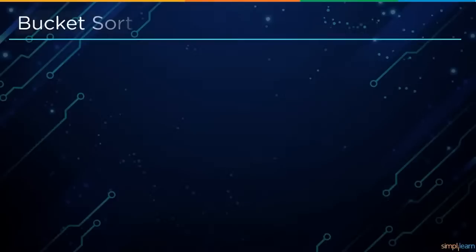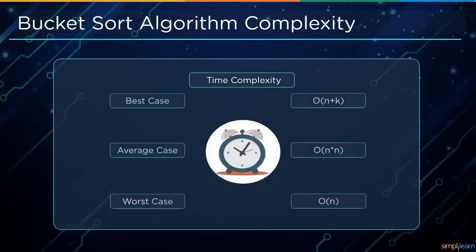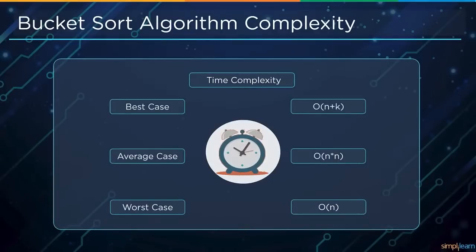First, we will see about time complexity. Talking about the time complexity, we usually have three cases to summarize it. First we have the best case, that is O of n plus k. Next we have the average case, that is O of n into n. And finally we have the worst case, that is O of n. Here n is the total number of elements to be sorted and k is the number of buckets.